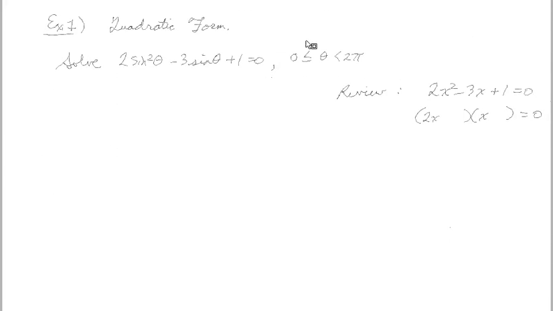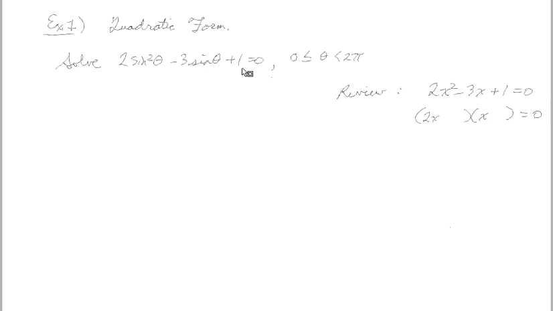Alright, let's start with the first one that involves a quadratic form. So here we have a trig equation. You can see right away I have a 2 times sine squared, so that's a squared term, and that's why we call it quadratic. 2 sine squared theta minus 3 sine theta plus 1 equals 0. Let's solve this. We need to find the values of theta in this domain such that this statement is true.